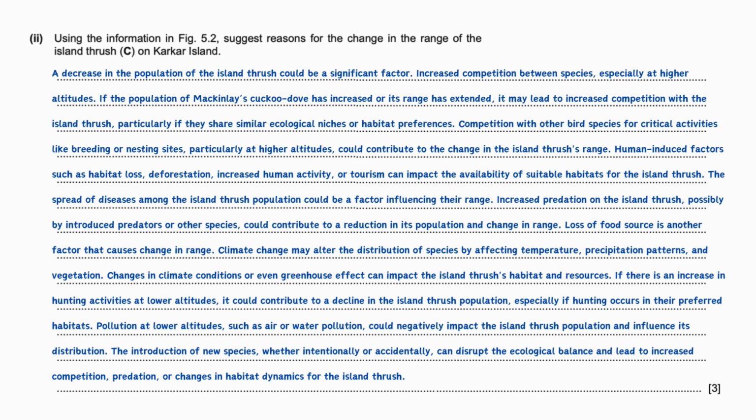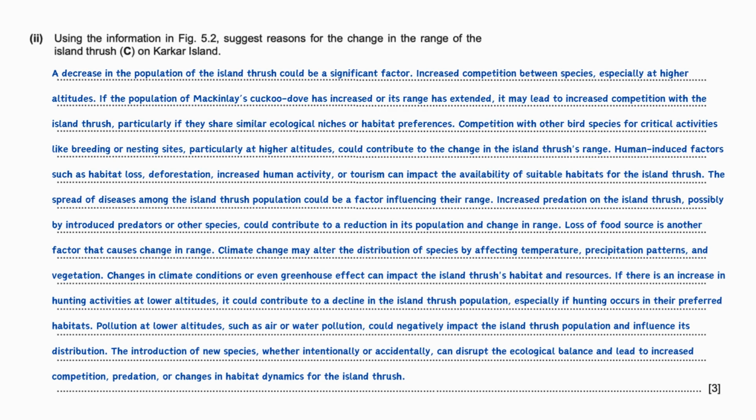If the population of McKinley's cuckoo dove has increased or its range has extended, it may lead to increased competition with the island thrush, particularly if they share similar ecological niches or habitat preferences. Competition with other bird species for critical activities like breeding or nesting sites, particularly at higher altitudes, could contribute to the change in the island thrush's range.